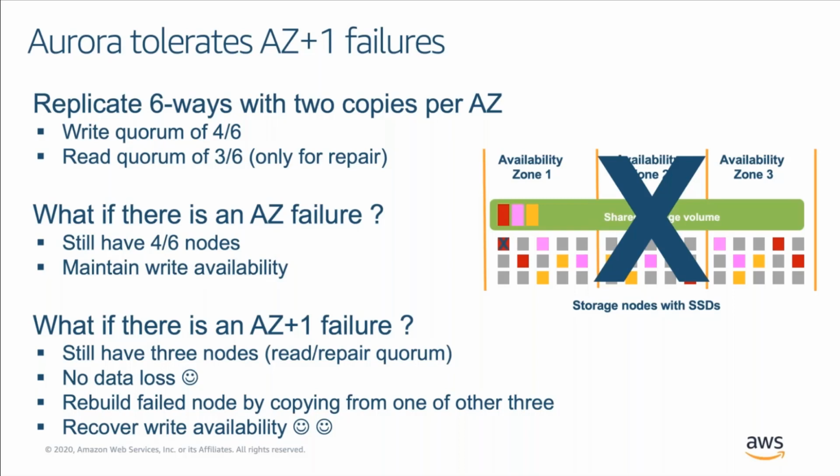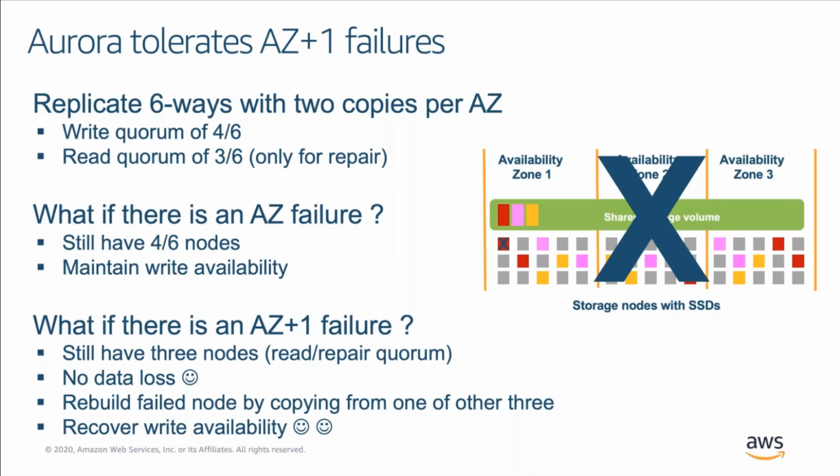You have at this point lost the ability to write data because you need 4 out of 6 nodes to maintain your write quorum, but you've not actually lost any data. What it means is that the storage service can immediately detect that you have an additional node that failed and rebuild that failed node, which is just a matter of copying data from one place to another. So you can go from the situation in which you've lost write availability but not read and quickly recover by rebuilding the lost node and restoring write availability.